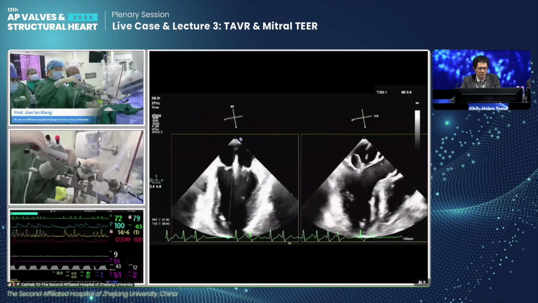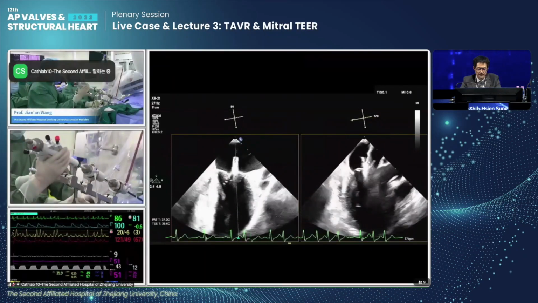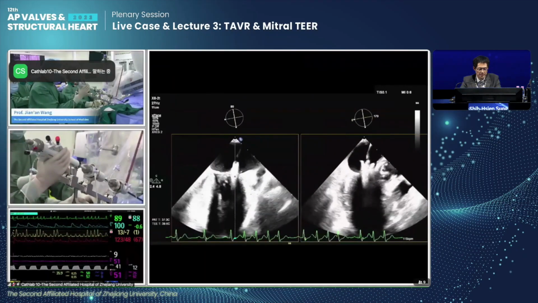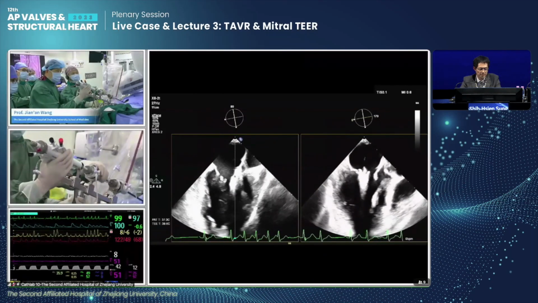Yeah, we saw the flare. So now we are going down to the left ventricle. No, 稍微往我这边一点。A bit medial. Yeah. It's a bit medial, can dive.